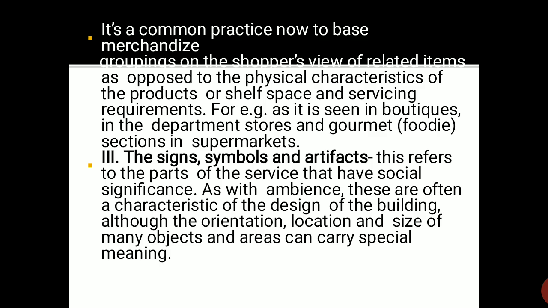Moreover, if you have visited the boutiques, then the best pieces are placed before the eyesight of the customers or clients. What happens because of that? It tempts them to buy more product.